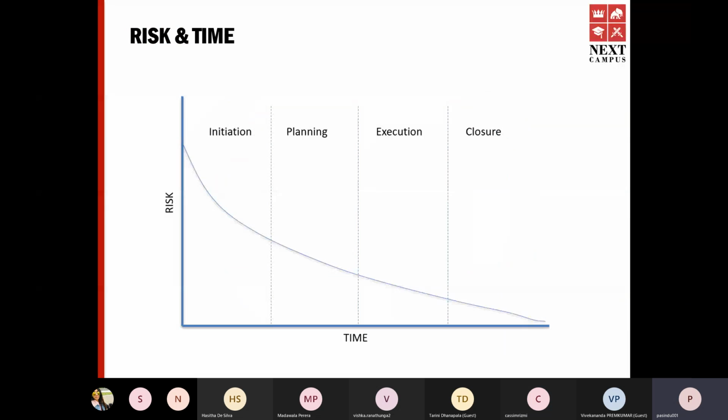Okay. Now, generally projects have five different stages. You have an initiation phase, a planning phase, an execution phase, and a closure phase. Apart from this, you have monitoring and controlling, which happens throughout.